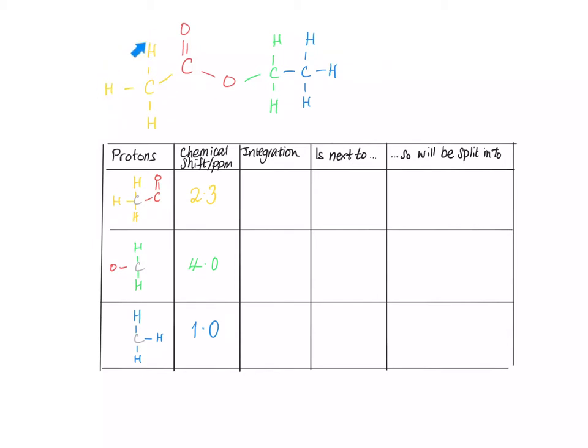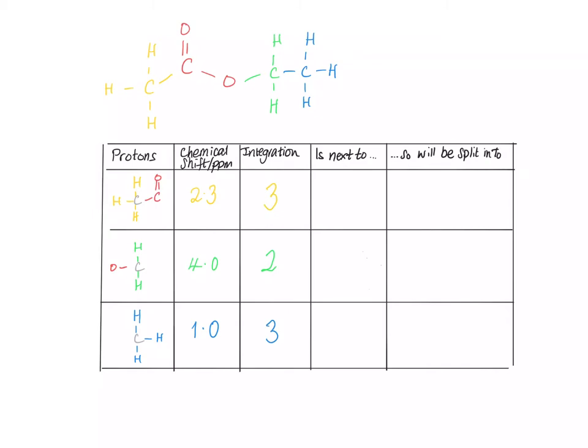So the next column we're going to look at is the integration. The yellow ones have got 1, 2, 3 protons, which means the integration here will be 3. Of the green protons, there are 1, 2, so the integration will be 2. And then finally, for the blue protons, there's 1, 2, 3, so the integration for that will be 3.